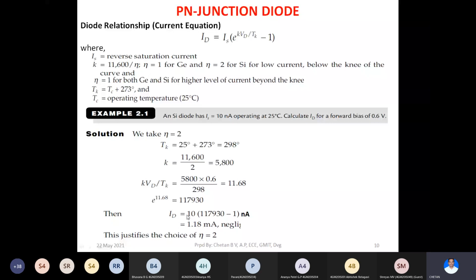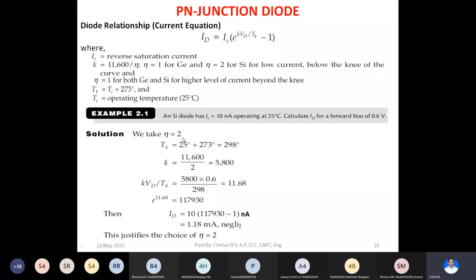Then you have to insert this value here. So it is 10 nanoampere into, within bracket, this value minus 1. So minus 1 is there in the formula. Approximately what you will get is around 1.18 milliampere. As this 1.18 milliampere is a very small value, which is almost negligible, this justifies that we have taken eta value 2, because here it is clearly mentioned we have to take eta value 2 for silicon for low current. Initially we assumed eta value 2. After getting the current, it is confirmed that our choice of taking eta as 2 is correct.